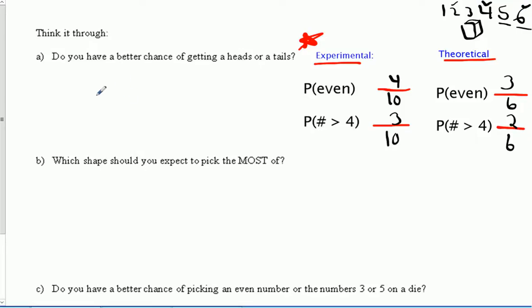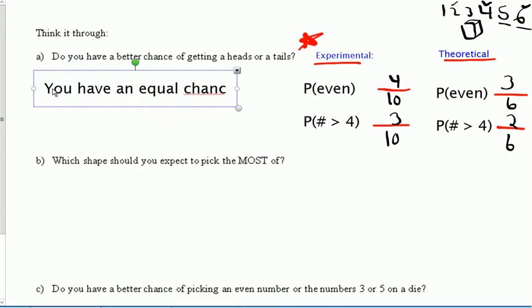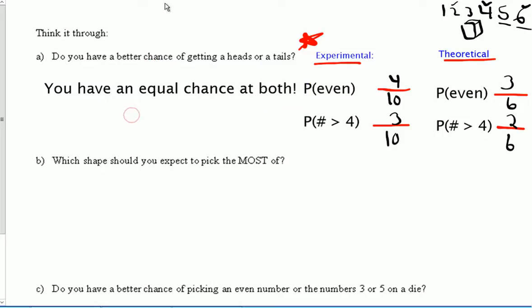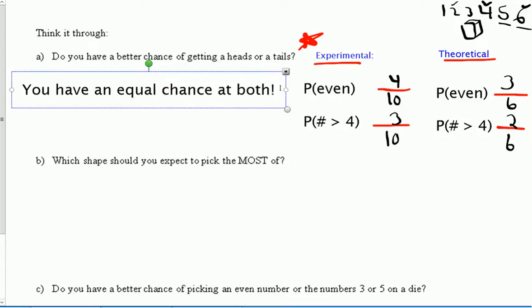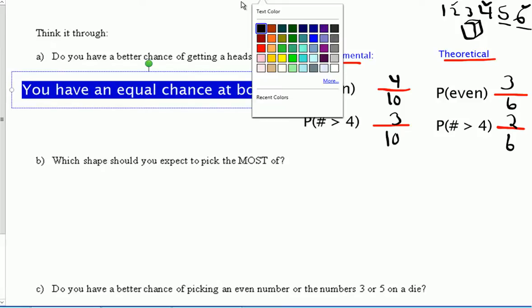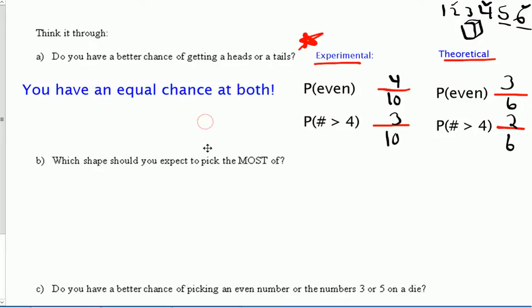Final thing I want you to do, we're going to answer these questions. Do you have a better chance of getting heads or tails? Well, that's kind of a trick question. You actually have an equal chance. So I'm going to type it, and I want you to write the full sentence. You have an equal chance at both. Because you do. You can't get a better chance of getting a heads or a tails because the coin is fair. It's a fair coin.